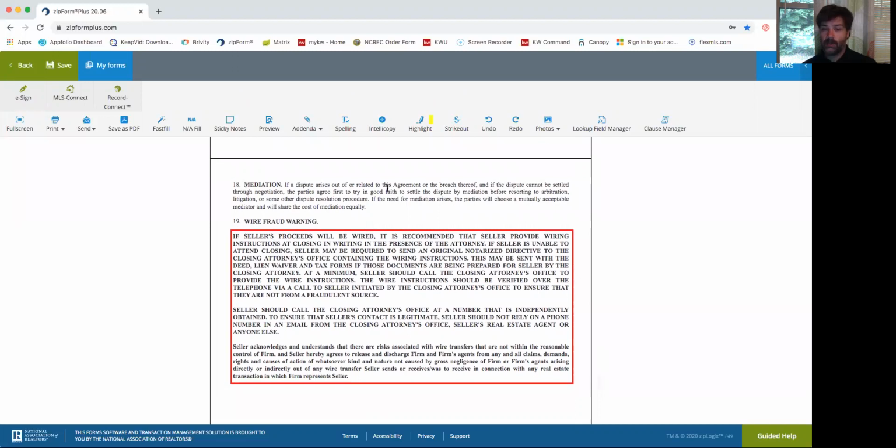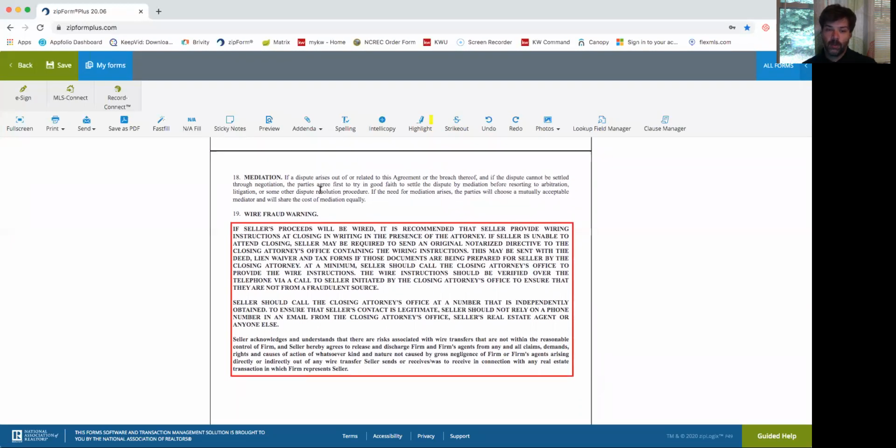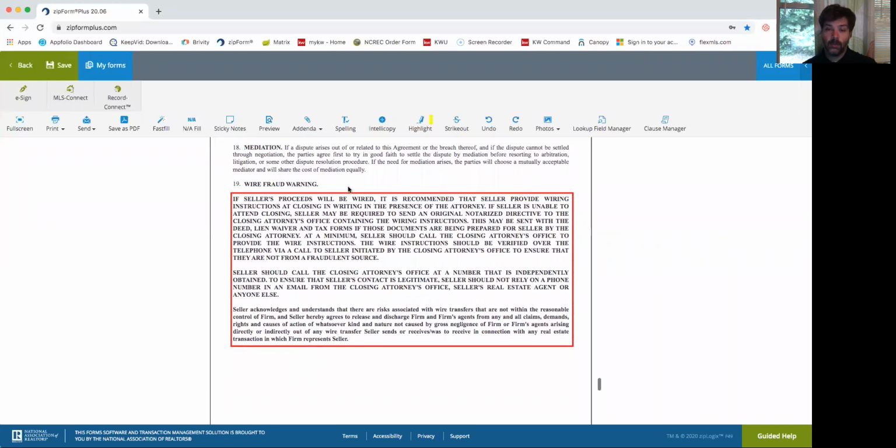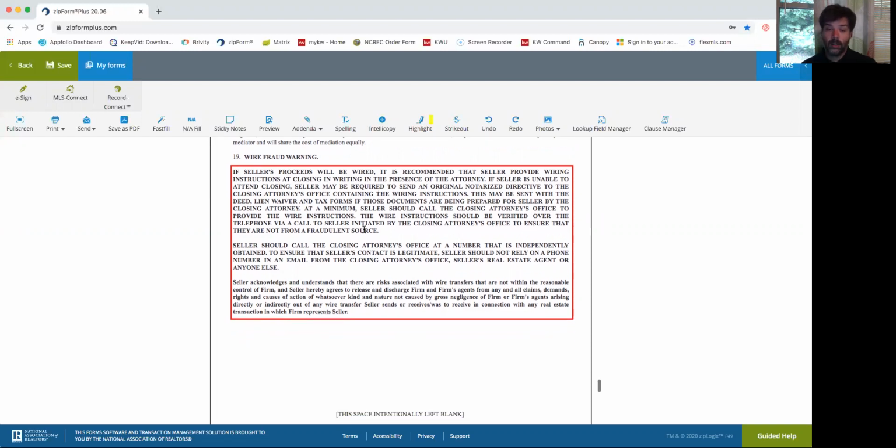This says that we have the right to mediation in the event we have a dispute between us or the other parties, and we can reach out and get a professional to mediate or arbitrate, mediate before we arbitrate or litigate. Wire fraud disclosure is on your offer to purchase, it's on your listing agreement, it's on your buyer agency agreement. Never, ever, ever email wiring instructions.